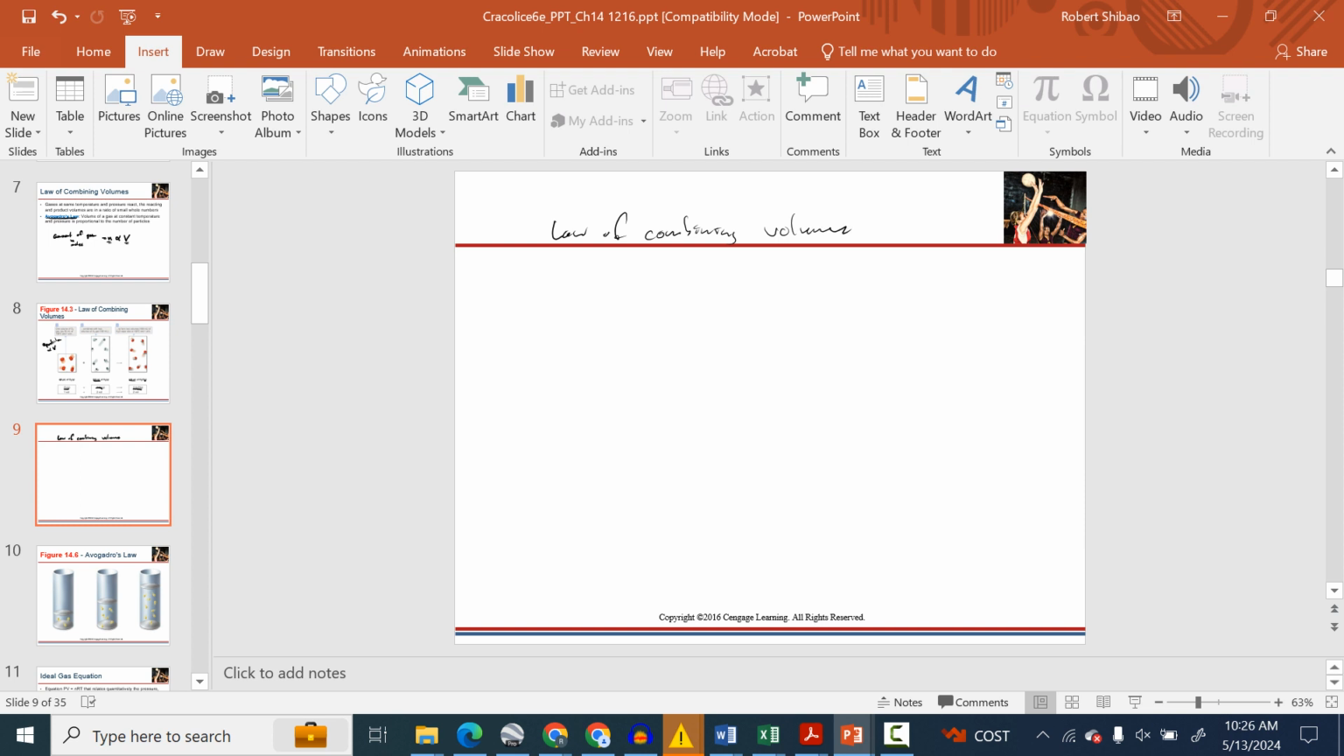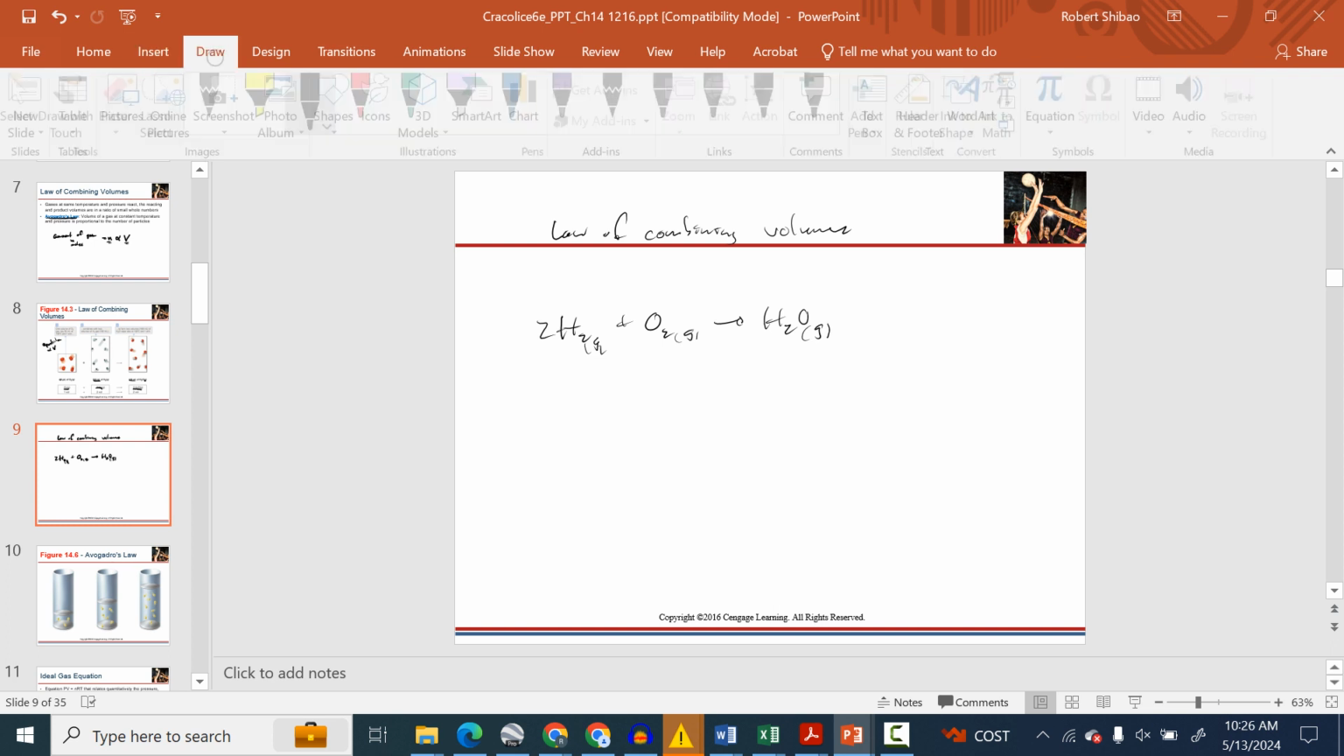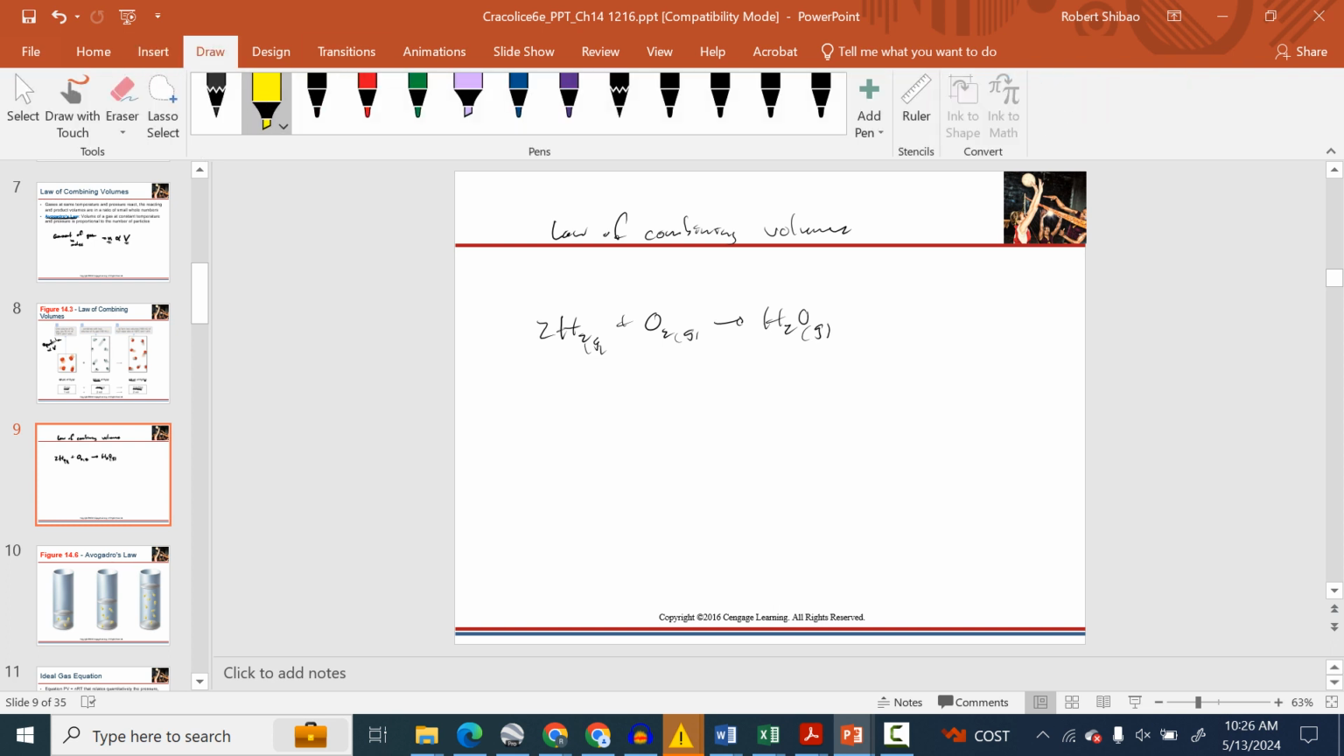The simple equation that we come up with is this: 2 hydrogens plus an oxygen, gas. Normally we form liquid water, but in this case I'm going to go to gaseous water. This is very important that it's gaseous. If it's liquid, this doesn't work.